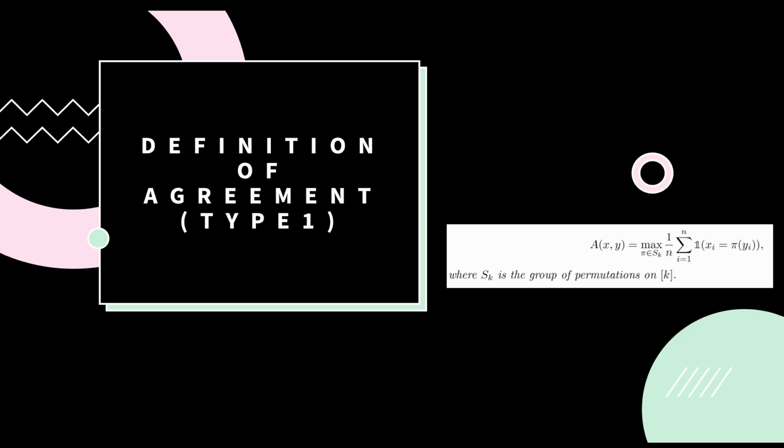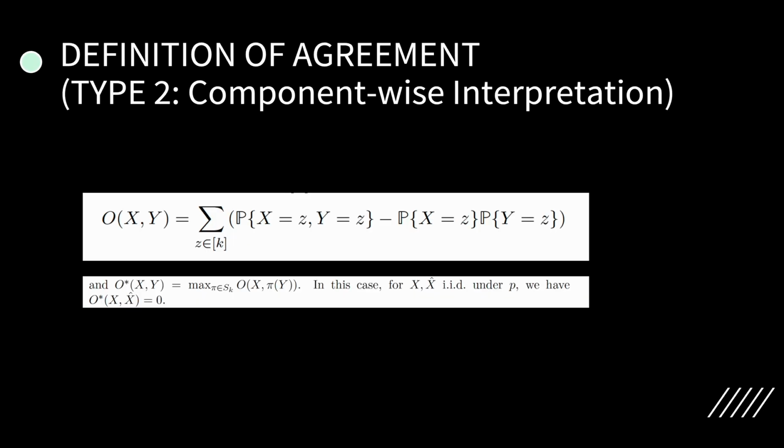Now I'll introduce the key requirement for the recovery algorithm. It is the notion of agreement. Agreement between two community vectors, x and y, is obtained by maximizing the common components between x and any relabeling of y, which can be expressed as the equation shown on the right side of this slide. Another approach to understanding agreement is based on the component-wise interpretation. And this defines the overlap between the two random variables, x and y.